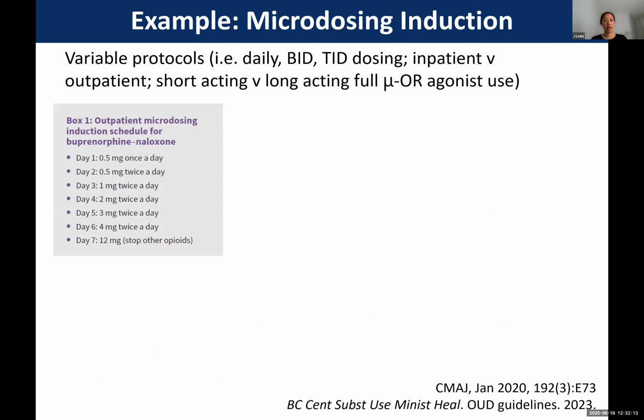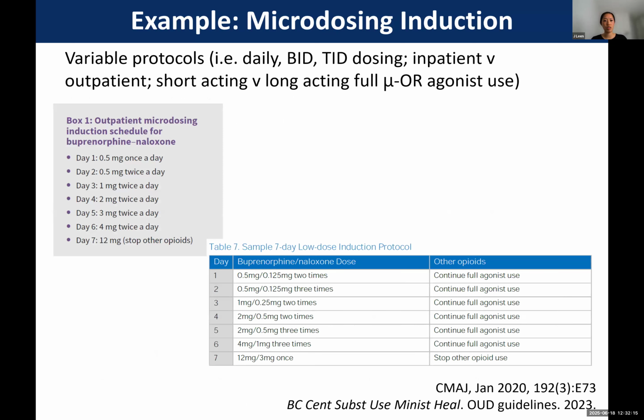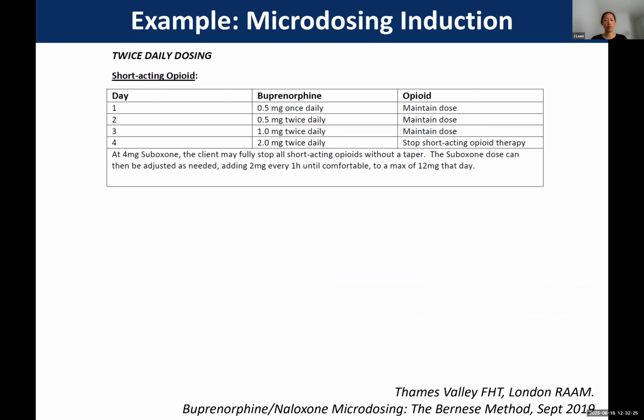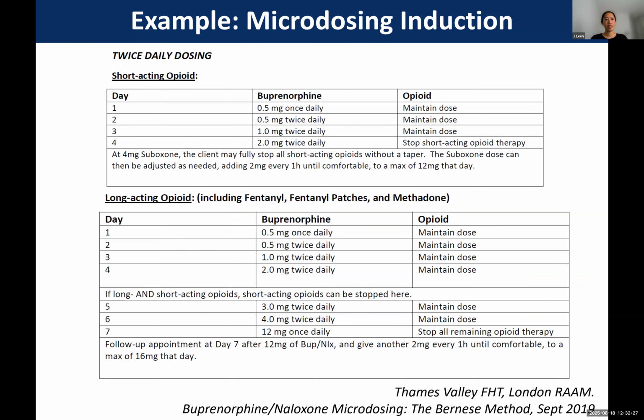So here we have 2 sample protocols, both lasting about 7 days and both indicating when to stop the other agonist. And here, this example of a protocol makes the distinction between patients who are on short-acting opioids versus long-acting opioids, and again, when to stop their concurrent full agonist.